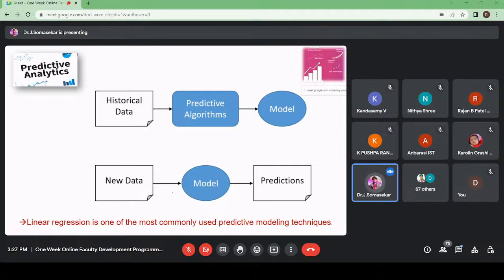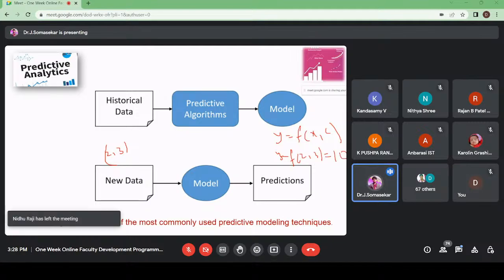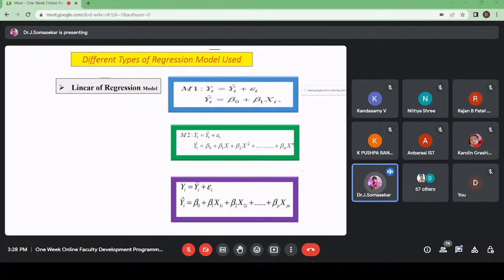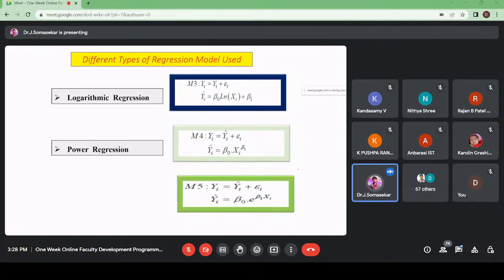Basically, we have to take historical data. Here linear regression is very important. I think in yesterday's session the madam covered this concept. By using a linear regression model, let us assume y equals f of x comma c. This is a linear regression model. Now the new data is, let us assume, 2, 3, and I have to find the y value. Then y equals f of 2, 3, and let us assume this value is 10. That is the final prediction. That is called predictive analytics. Based on the historical data, we can find the future value. We have various types of regressions, linear, polynomial, all those things. I'll skip this one.